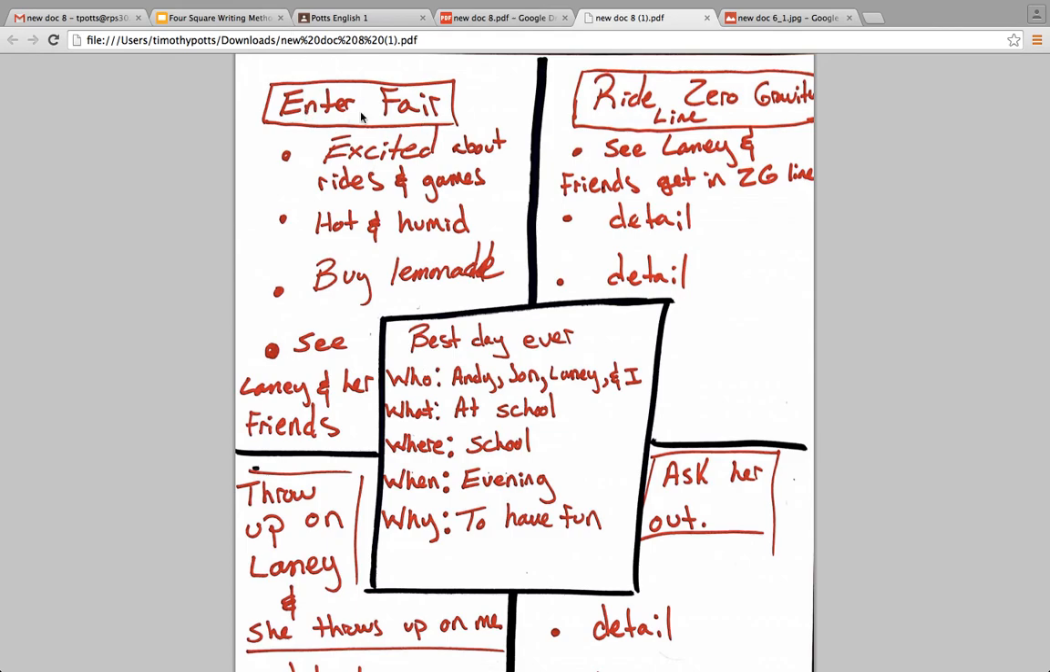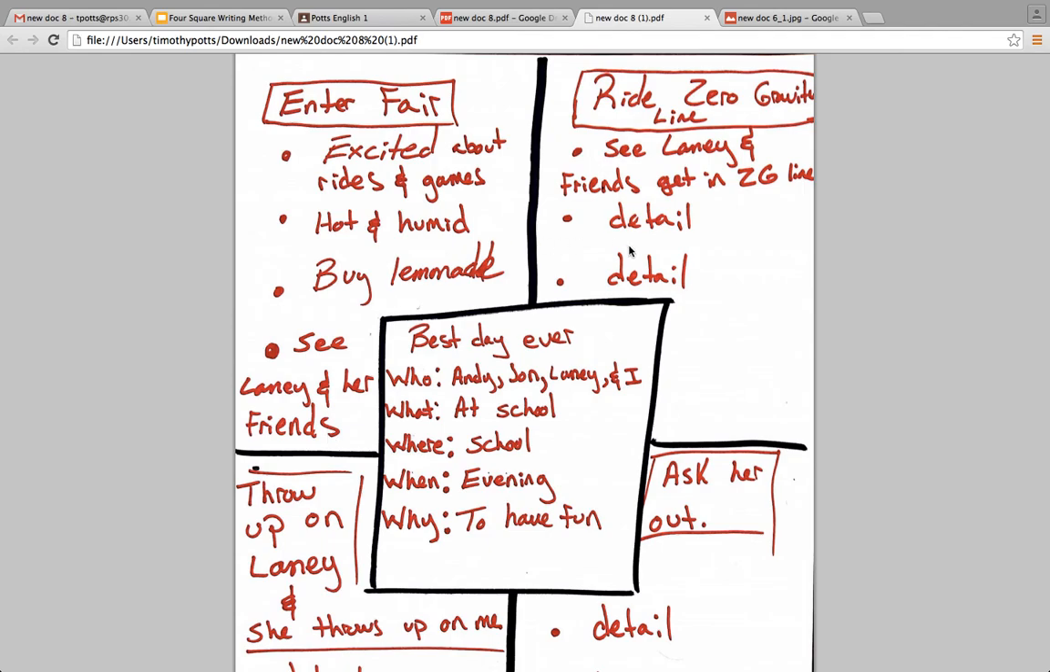So if I'm going to enter the fair, it doesn't become significant just going to the fair, just entering. That's not significant. What's significant is how I felt when I entered the fair. I was excited about the games. It was hot and humid. The first thing I did was buy lemonade, and then I see Lainey and her friends. That is what makes that event significant.